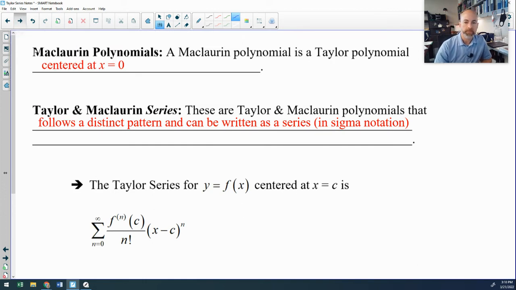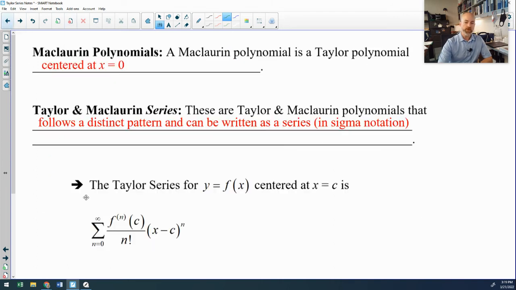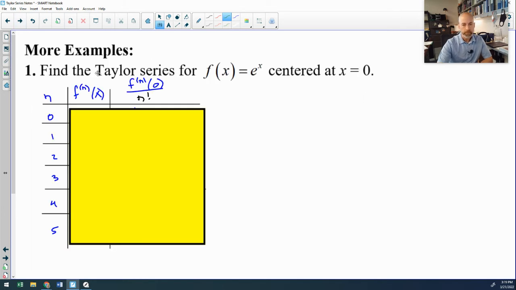Okay, so let's look at two more examples with Taylor series, and both of these will be Maclaurin series. The first one says Taylor series centered at 0, which means it is a Maclaurin series as well. And I want to find the general series for e to the x. Notice I didn't specify a certain degree polynomial. I didn't say go to the third degree or the fourth degree. I want you to do enough of this series so that you can identify some type of a pattern and write the series for e to the x in sigma notation.